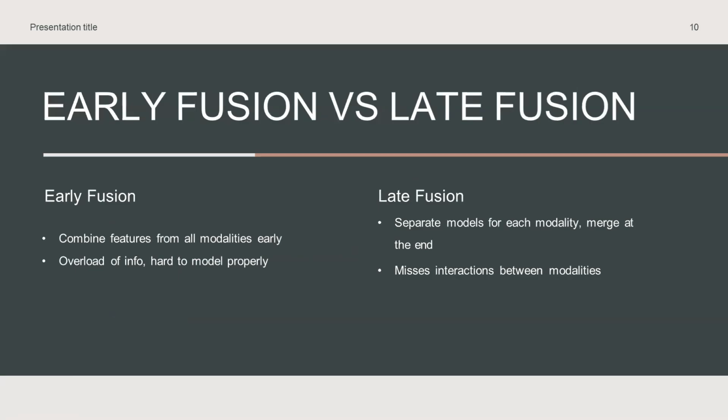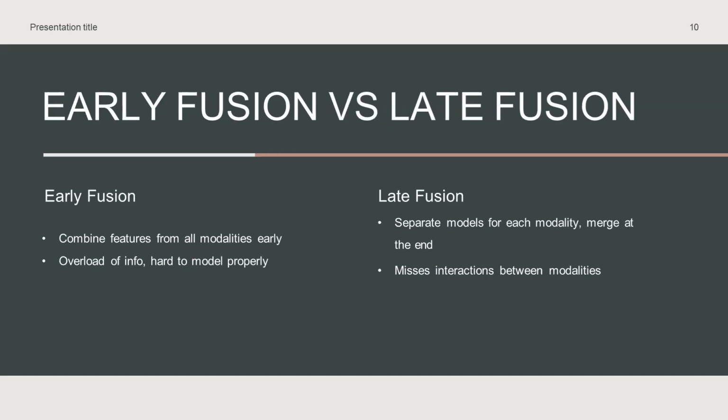Early fusion versus late fusion. There are two common strategies for multimodal fusion. Early fusion combines features from all modalities right at the beginning, before putting them into the model. While this allows for interaction across modalities early on, it also causes an overload of information, which can be difficult to model effectively, especially when modalities are noisy or unaligned.